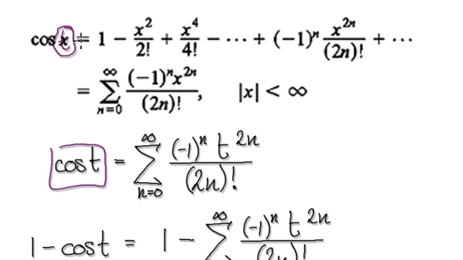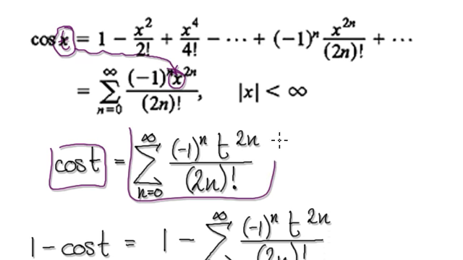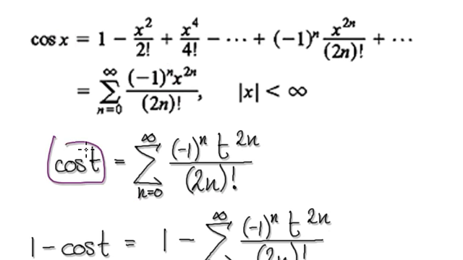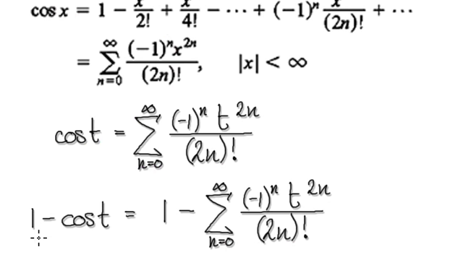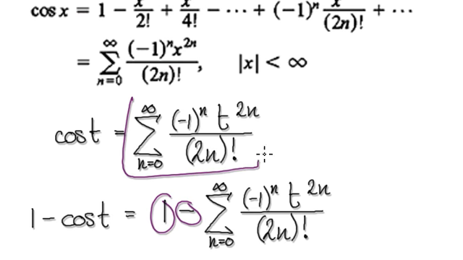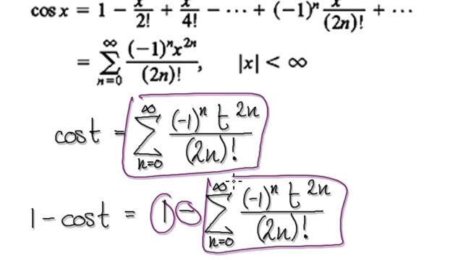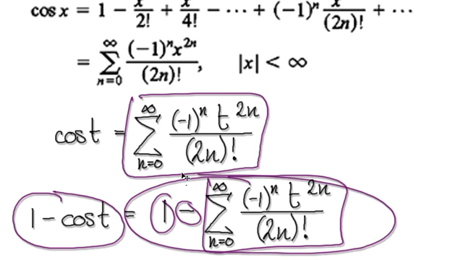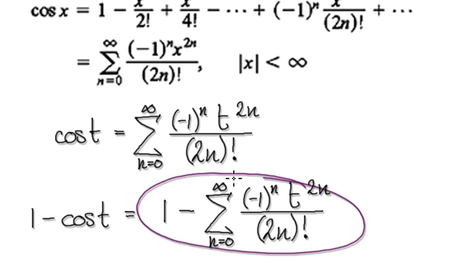Well, imagine this as being a t. So you would put this into here, and that would then give you this. So cos of t can be expressed as a series. Now we need to look at 1 minus cos of t. That would be 1 minus this thing here, which is this thing here. So 1 minus cos of t is this thing here. Now tidy this up.